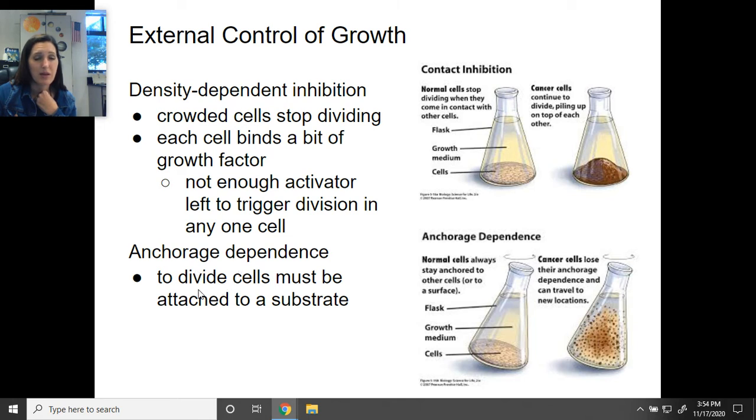Anchorage dependence: to divide, cells must be able to attach to a substrate, so like a touch sensor. So here in the little flasks, normal cells are here, but if we deprive it and take away any nutrients, there's nothing for it to divide. Cancerous cells will continue dividing even on top of each other without the promotion. So you can see they should have realized there's no more resources, but they didn't. And that's why they're just continuing on.